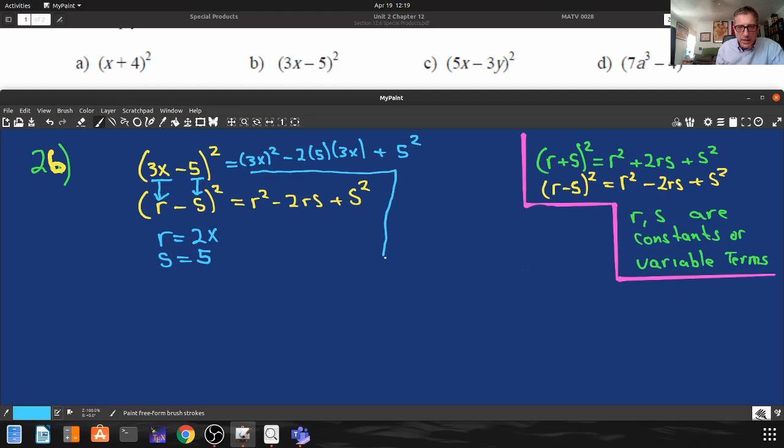We need to go ahead and simplify it. 3x squared, so this is a power of a product rule. We are using those exponent rules constantly. That's 3 squared, which is 9, times x squared. Minus 2 times 5 times 3 is minus 30. And 5 squared is 25. So not so bad.